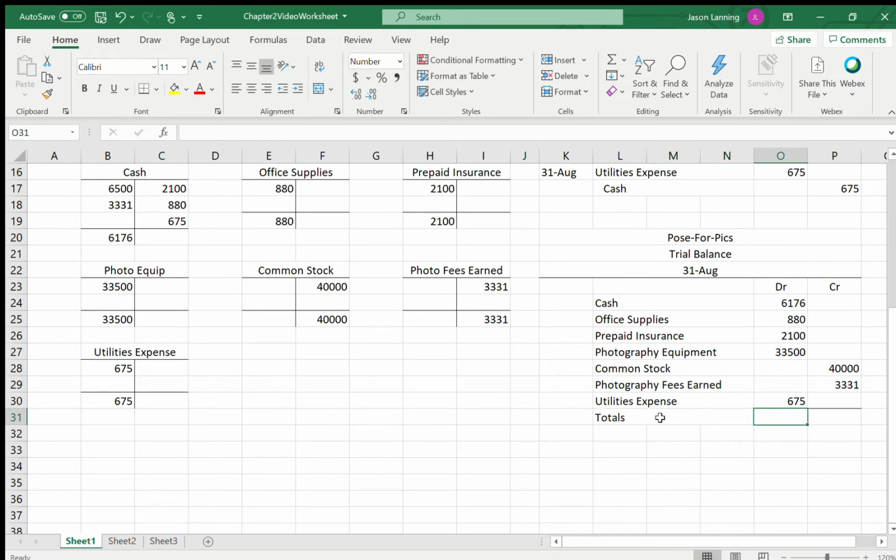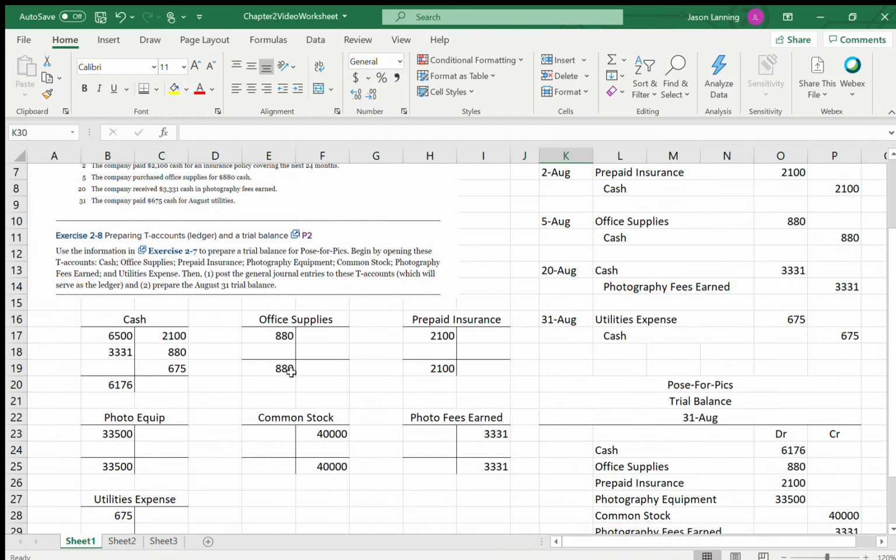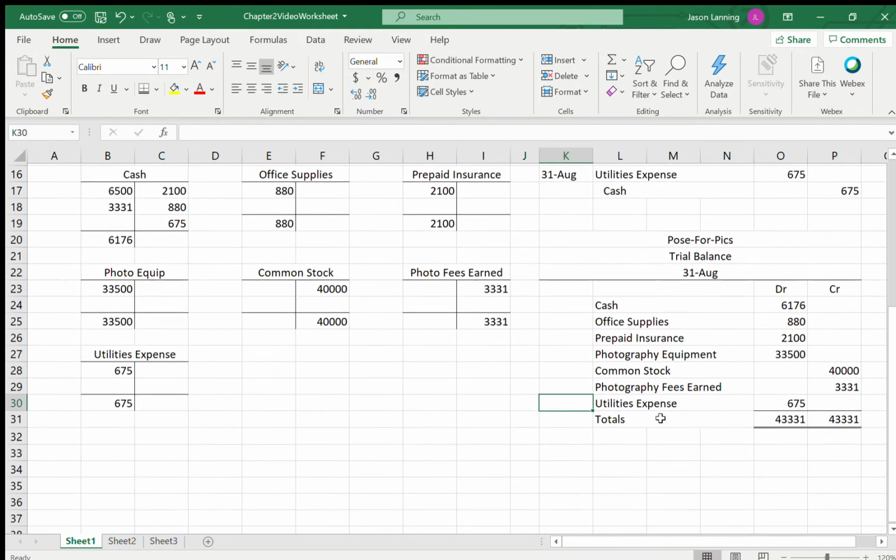What we want to do is just sum these columns. So basically, we'll auto sum down here, and we get 43.31, and we'll do the same thing in this column, and we get 43.31. So if our debits and credits align, yeah, we're good. We're on balance. All right. So here's how we journalize, go to T accounts, and do a trial balance.